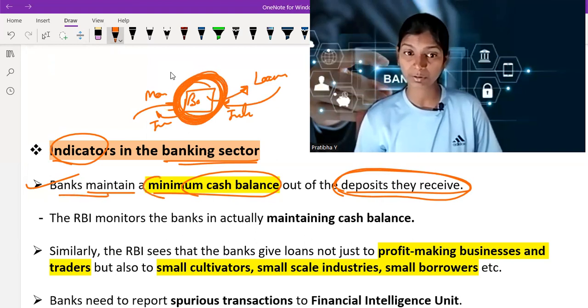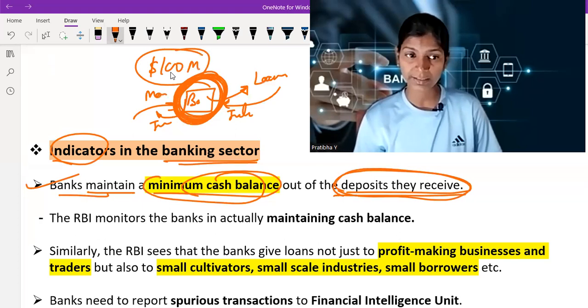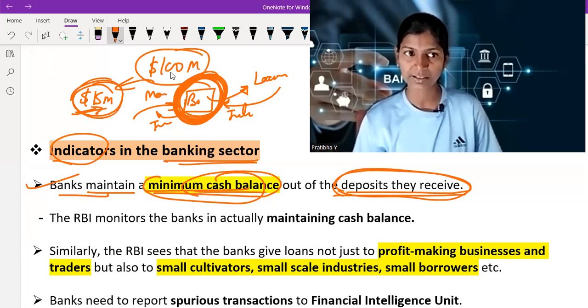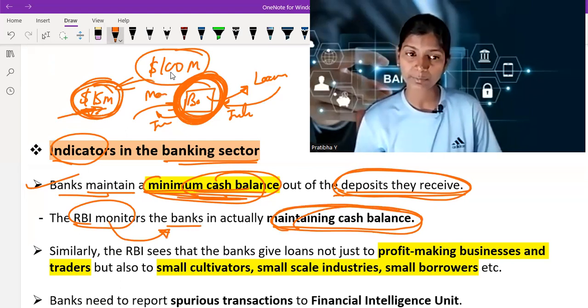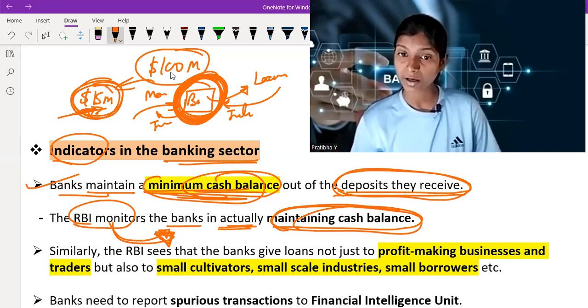So banks maintain a minimum cash balance out of the deposits they receive. Let's say a bank receives a deposit of 100 billion, so it has to maintain a minimum cash balance, for example 20 million dollars. It is just an example; there is some fixed amount which a bank must maintain. The RBI monitors whether banks are actually maintaining the cash balance. So when the RBI monitors the banking situation of any bank, it is actually monitoring how they maintain their cash balance.